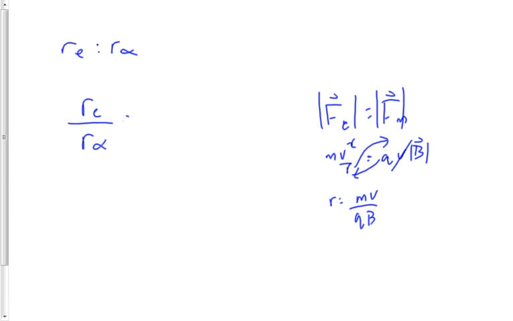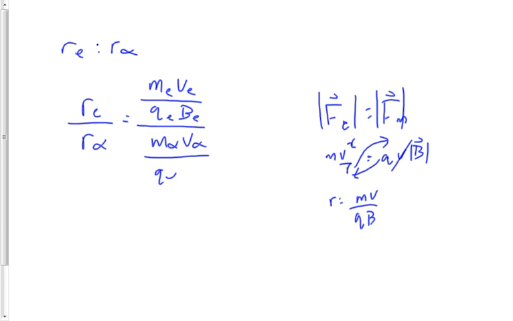The radius of the electron's path is m_e v_e over q_e times B_e, right? All the information about the electron there. Let's do the same thing for the alpha particle now. It's m_alpha v_alpha over q_alpha times B_alpha. Here's the good news, and this is what John was alluding to. The speed is the same.